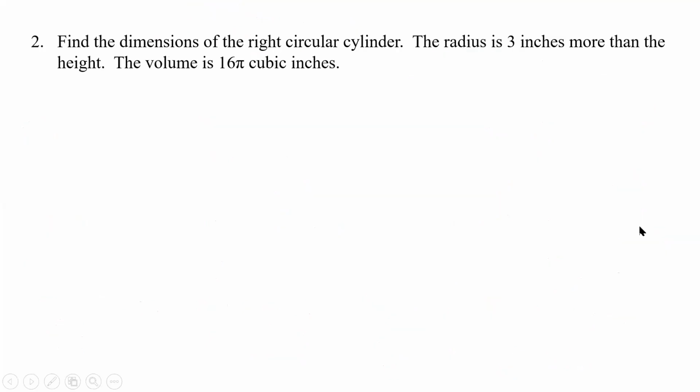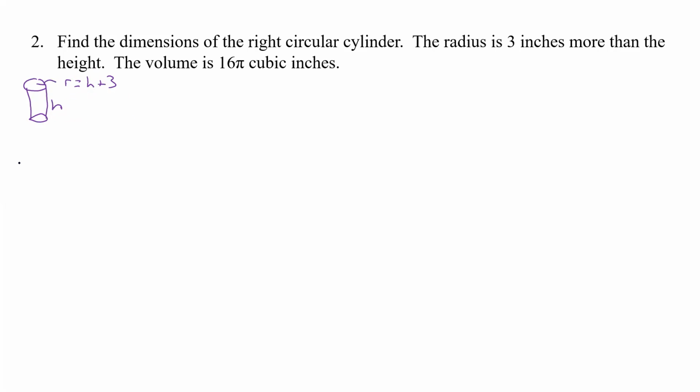Find the dimensions of a right circular cylinder. So a right circular cylinder looks something like that. And what do we know about a circular cylinder? Radius is 3 inches more than the height. So if this is height, then our radius is equal to height plus 3. Okay. So it looks like we're taking things in terms of our h.